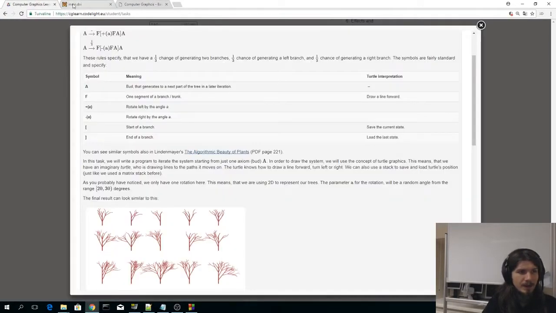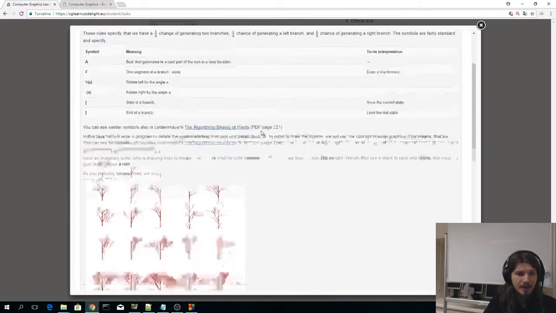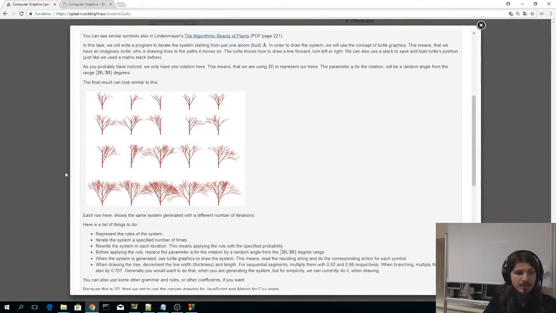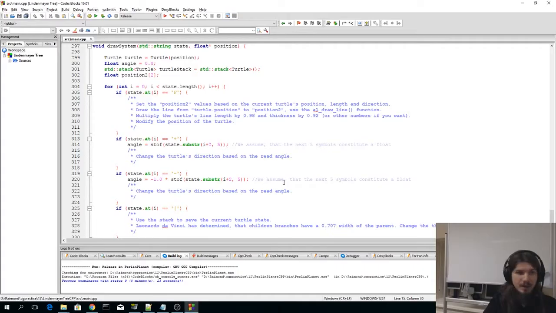Okay, but here we'll be implementing this stochastic zero-context L-system with those rules, or you can come up with your own rules as well. And then you should get some picture that's similar to this. Okay, but let's take a look at the code.